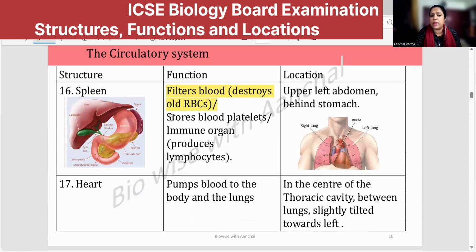It stores blood platelets and is an immune organ, and produces lymphocytes. It's an immune organ, right? Spleen is considered an immune system organ. It produces lymphocytes. Now, where is the heart?